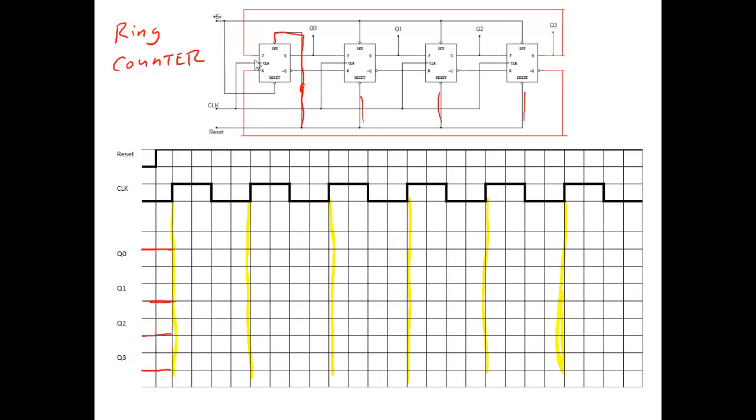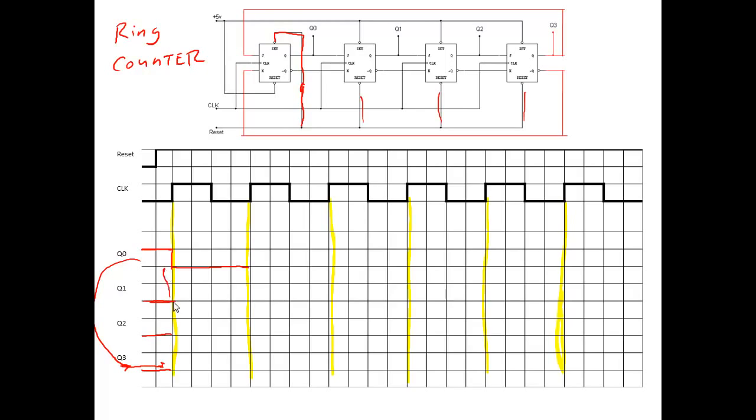Now for the first one, J is actually going to look back at the Q3 output. So you can see it's tied back. What Q0 is going to do is look back and see what Q3 is doing. Well, Q3 is low, so Q0 is going to go low. It's going to look right here, right before the clock.